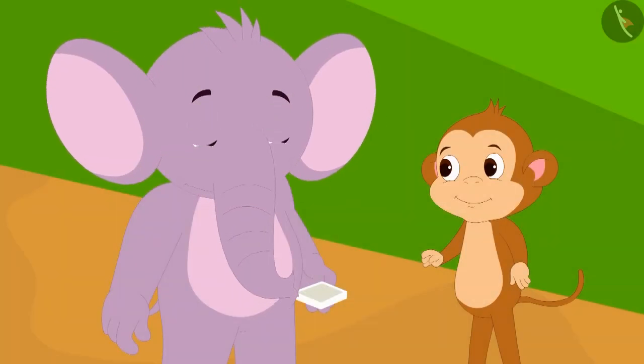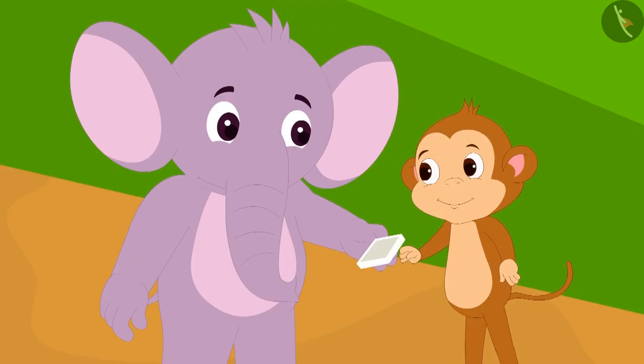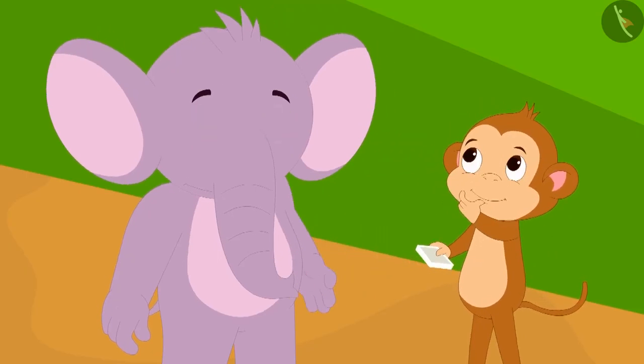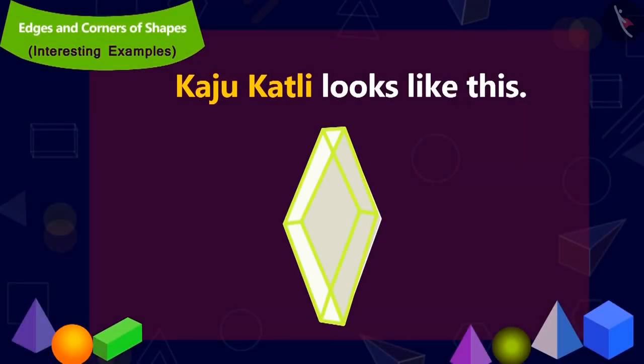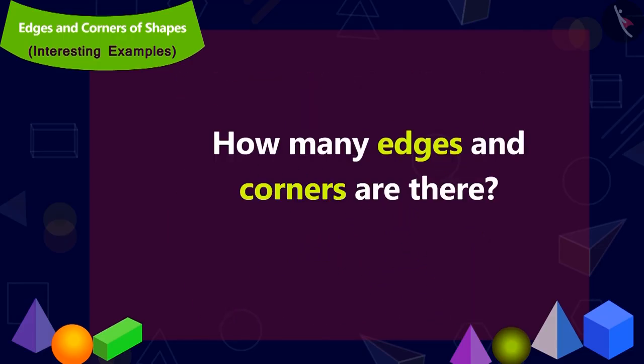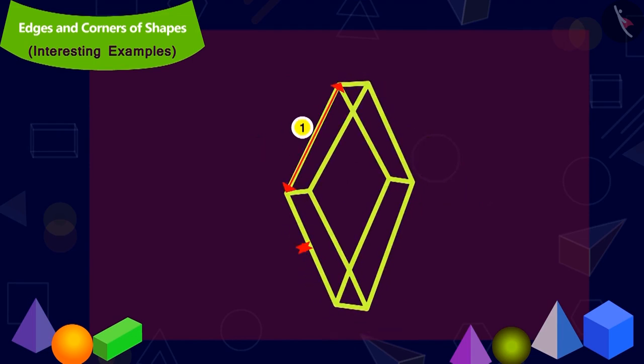Now Apu gave Babban a Kaju Katli. Babban thought for a while. Children, can you also, along with Babban, think how many edges and corners does the Kaju Katli have? A Kaju Katli looks like this. Can you say which are the edges of this sweet? Yes, these are the edges of the sweet.